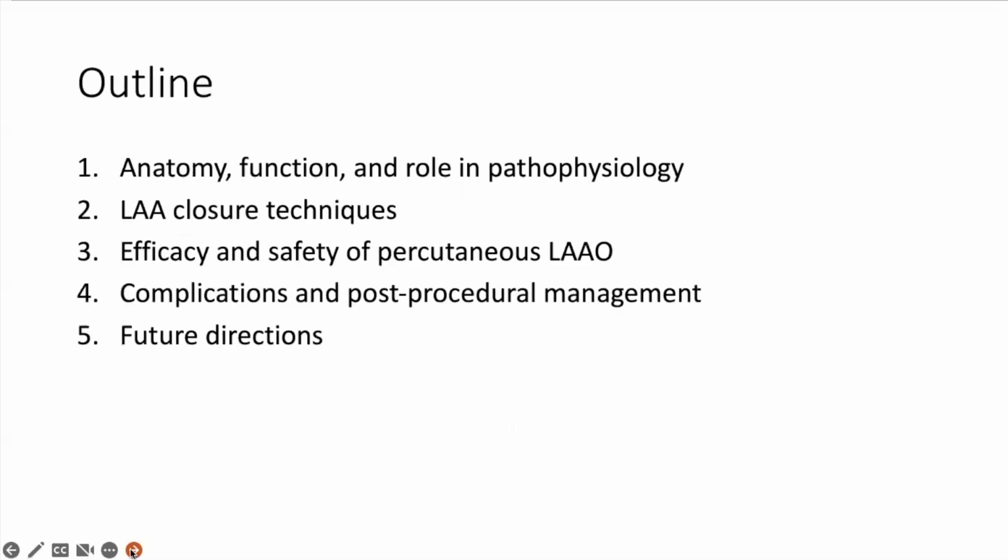So today I'll be going over the anatomy, function, and role of the left atrial appendage in pathophysiology. We'll talk about some of the closure techniques that exist, discuss some of the evidence surrounding the efficacy and safety of percutaneous left atrial appendage occlusion, talk about the procedure itself, some of the complications and post-procedural management, of which echo plays a very important role, and then go over some of the future directions in this field.